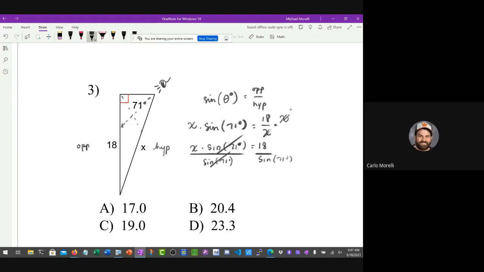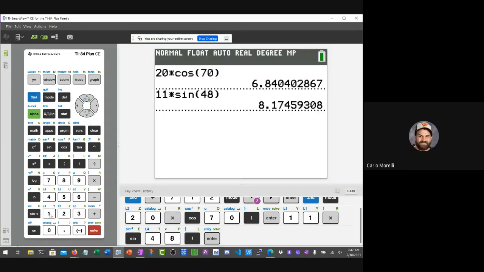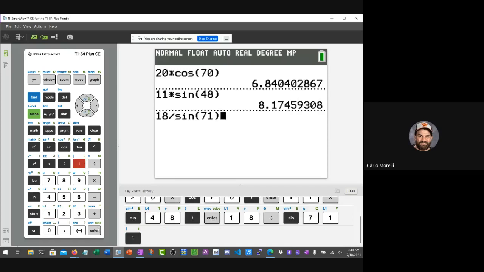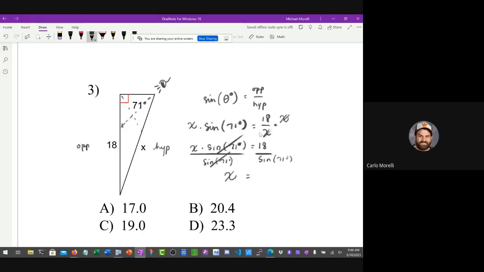So those cancel out. Now you have x equals 18 divided by the sine of 71 degrees. And so in the calculator, we're going to put in 18 divided by the sine of 71 degrees. And I'm getting 19.03. Rounded to the nearest tenths place, that's going to be 19.0. C.